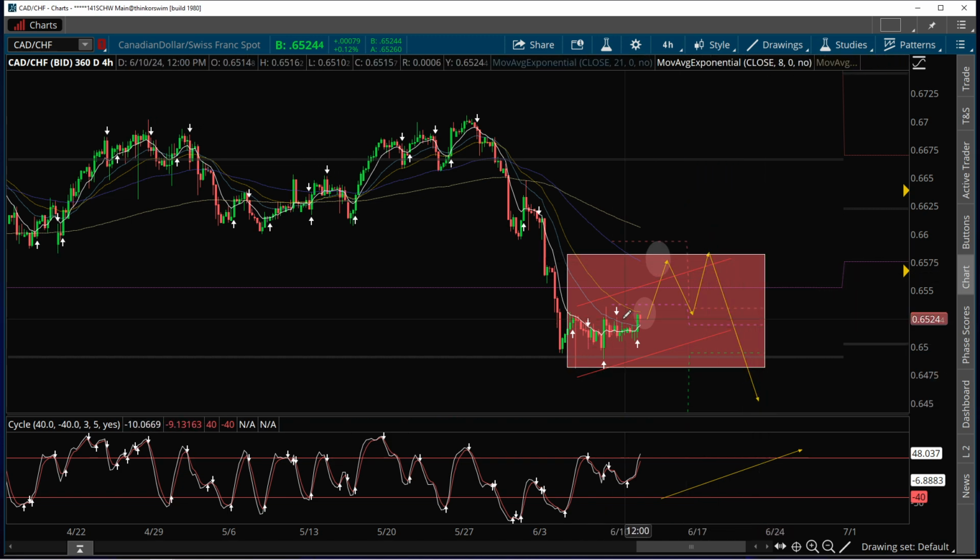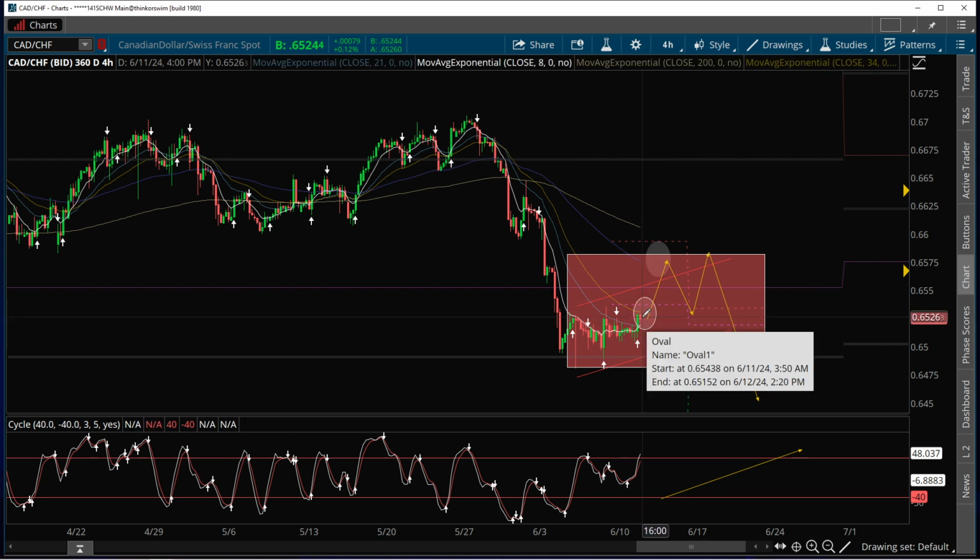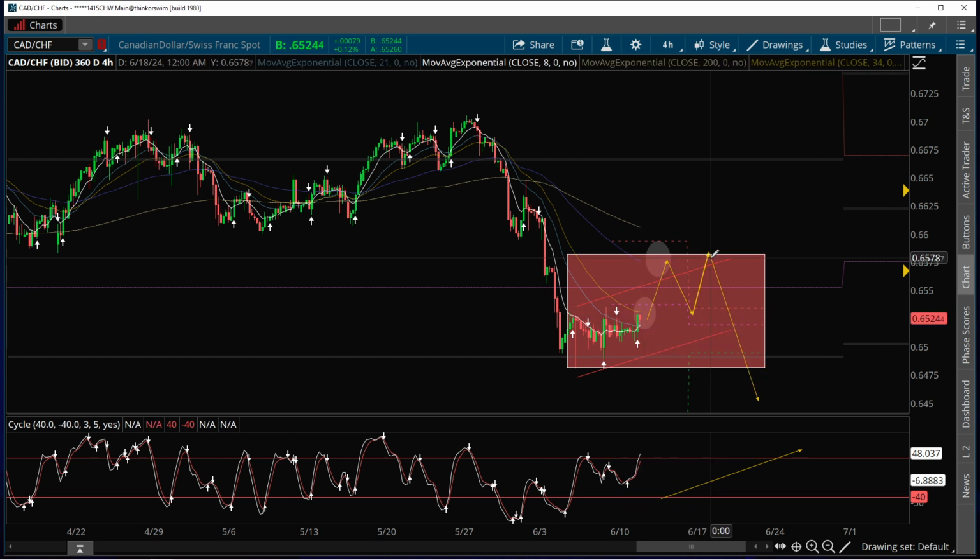So if you're going to try and enter this 4-hour 34, it's not a bad trade, but it could turn into this. So save some money to buy up at this 4-hour 200.